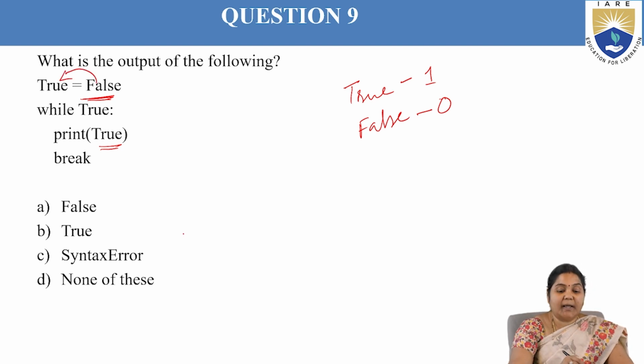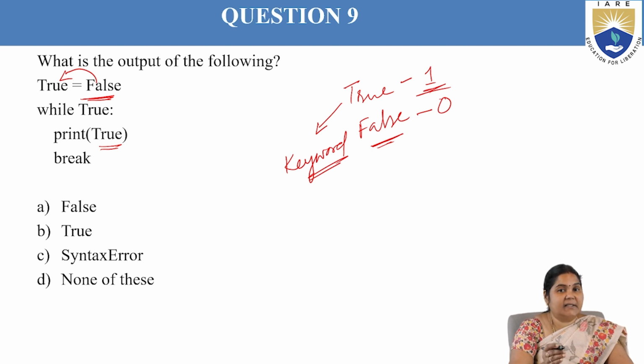No. Why? Because true is a keyword. True is a keyword. Its value is fixed, that is always 1. So, false is 0. So, you cannot change the value of a keyword by assigning false to it. So, it is an error. So, what is the type of error? Is it related to data type? Is it a type error? No. Is it an attribute error? No. What type of error are you getting?